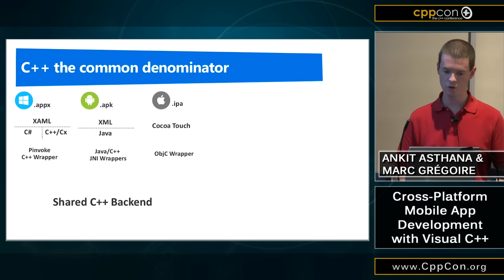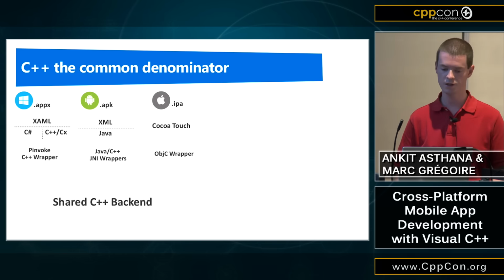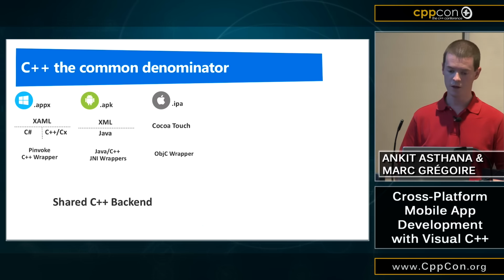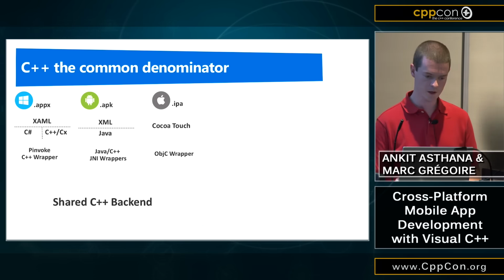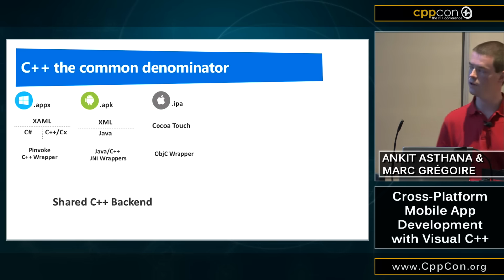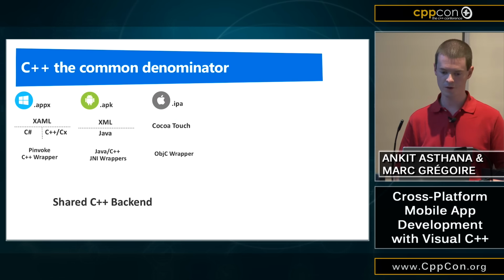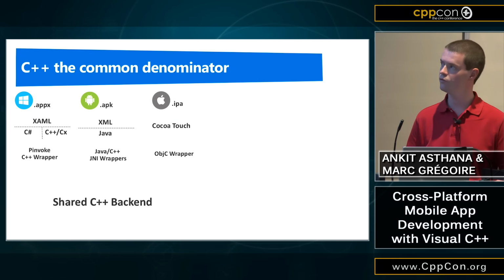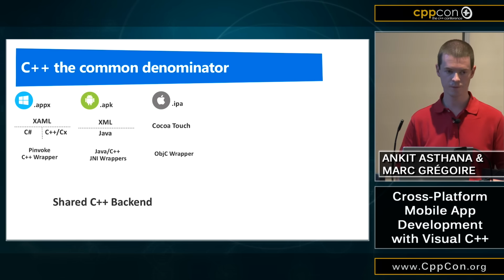So next, let's take a look at what a C++ mobile application looks like. This could be the architecture. You have a big shared C++ backend. You try to make this as big as possible. And then on top of that, you have a thin UI layer. The UI layer in Windows would be XAML and C# or XAML and C++ CX. On Android, you would use XML and Java for your UI layer. And on iPhone, you can use Cocoa Touch.